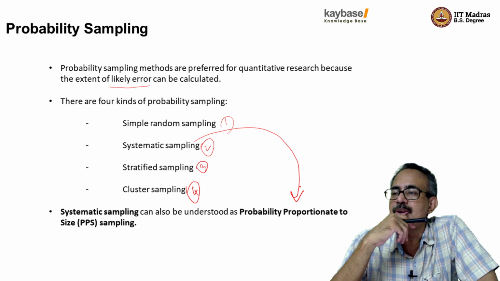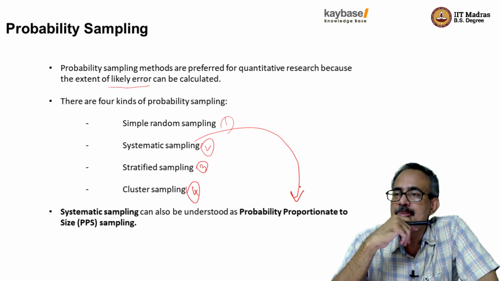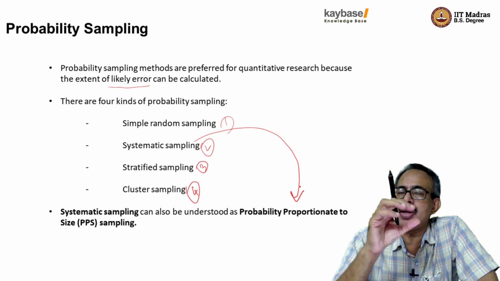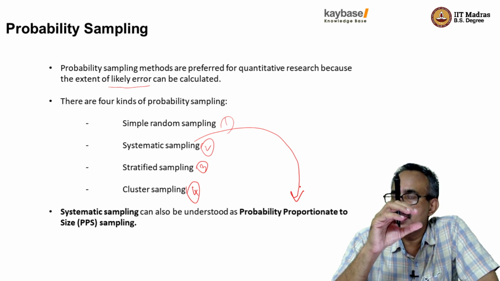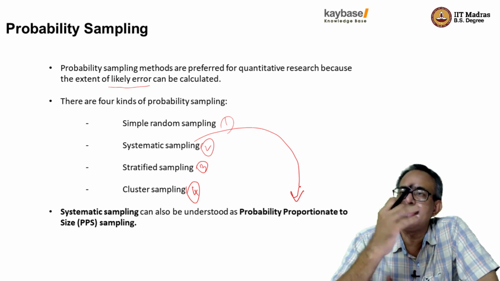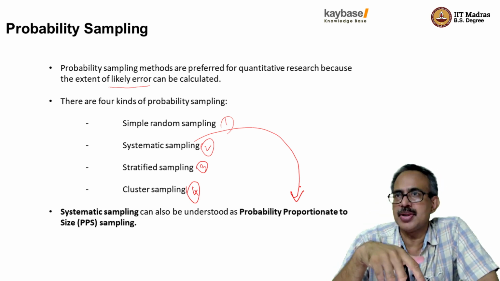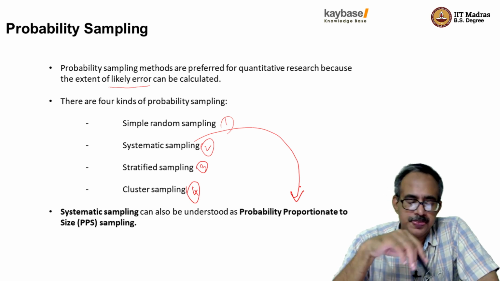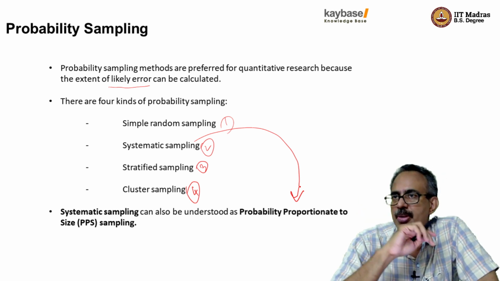Probability proportionate to size literally means that the probability of any one sub-target group coming in our sample, it will come in the same ratio as it is there in the population. Okay, we'll work out an example to explain what I mean here. Okay, so far 4 kinds of probability sampling.